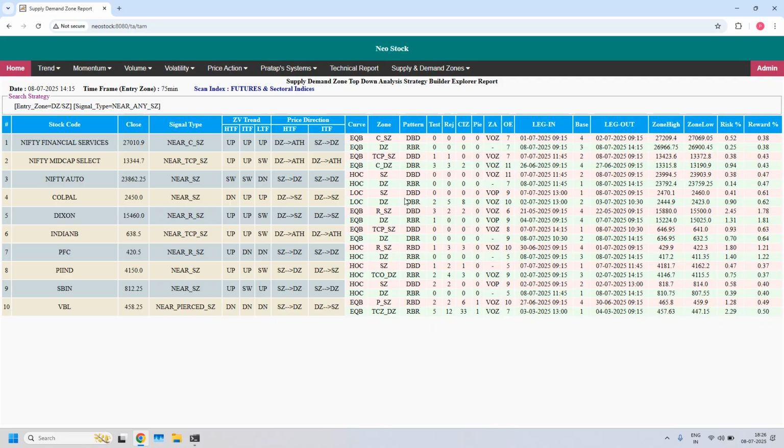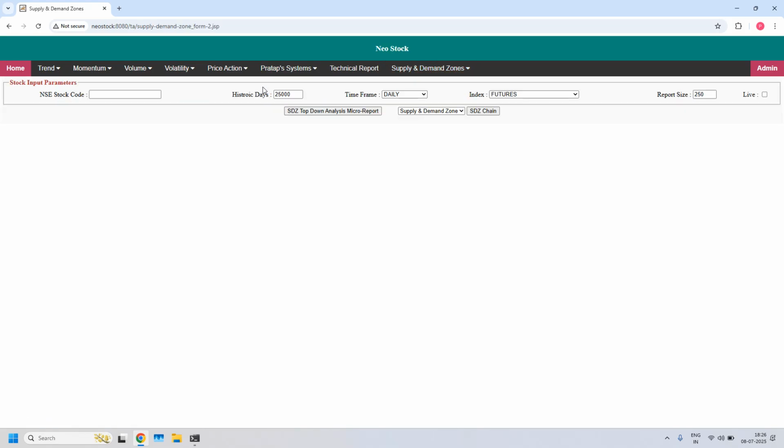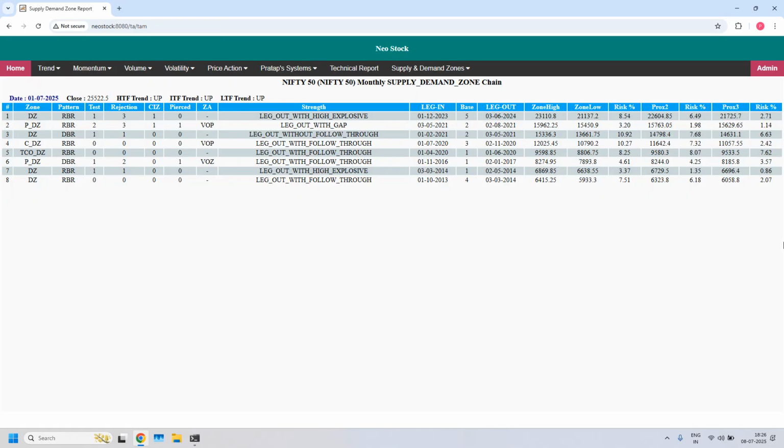Next we will generate Nifty and Bank Nifty supply demand zone chain. Starting with Nifty, generating monthly supply demand zone chain for Nifty. In any supply demand zone chain report, always look into the zone column to find the high liquidity zones. Look into the pierced column to find the pierced zones, and also look into the LTF trend to find the trend of the current time frame you have selected. And apply the same rules for all the supply demand zone chain reports.